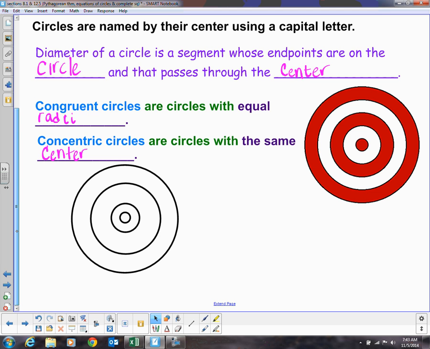How many degrees are in a circle? 360 degrees. We're going to learn another way to measure angles in a circle.